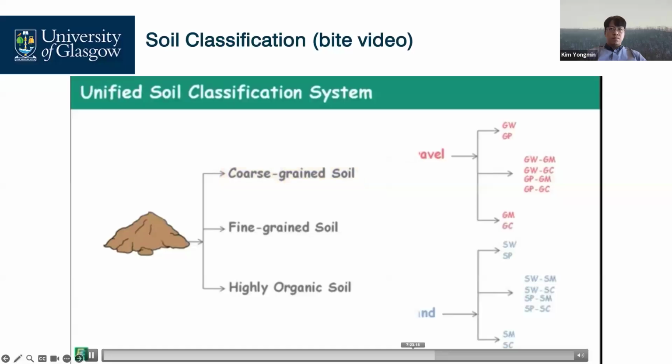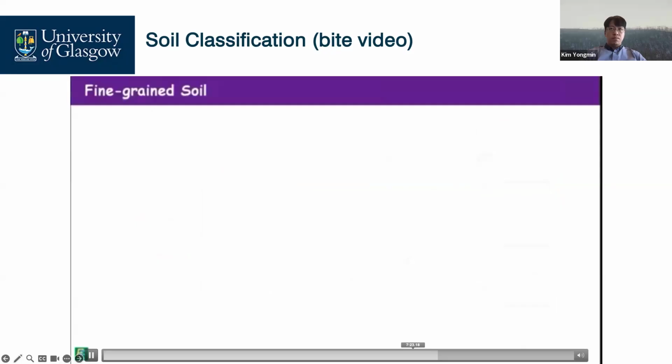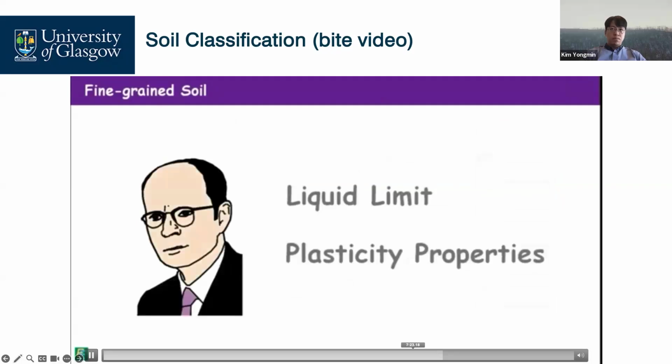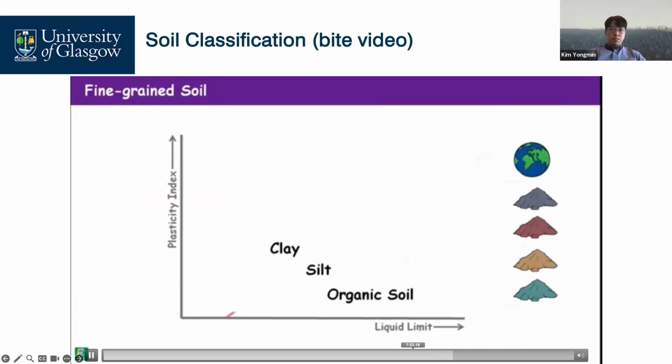Now we look into the classification of fine-grained soils. Fine-grained soils are divided on the basis of their liquid limit and plasticity properties. Casagrande plotted a plasticity chart, a graph of plasticity index of soil and its liquid limit. It is plotted from the experimental results of soils collected from different parts of the world. He separated clay, silt, and organic soils using a line he called the A-line. The equation of this A-line is given as this.